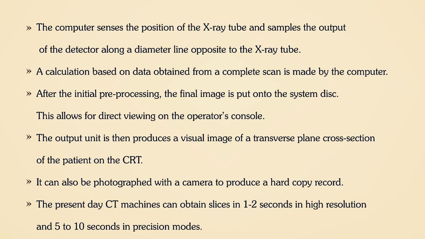After the initial preprocessing, the final image is put onto the system disk. This allows for direct viewing on the operator's console. The present day CT machines can obtain slices in 1 to 2 seconds in high resolution and in 5 to 10 seconds in precision modes.